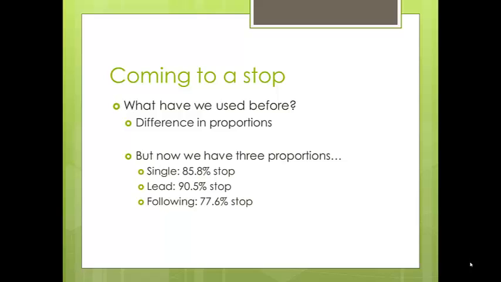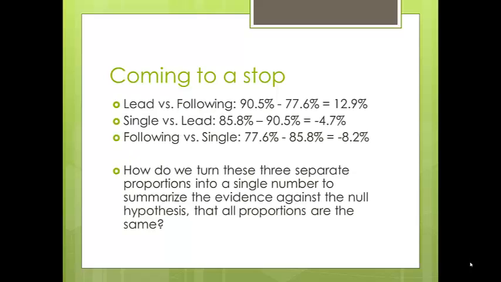So what have we done before when we've had this kind of data, that is categorical data? Well, we've used the difference in proportions. Up until now, there have only been two proportions to compare, and so we've subtracted those numbers from each other, and we've gotten one number, the difference in proportions. But now there's three proportions, 85.8%, 90.5%, and 77.6%. We know that we need to compute a single number from these three numbers. So how are we going to do that?